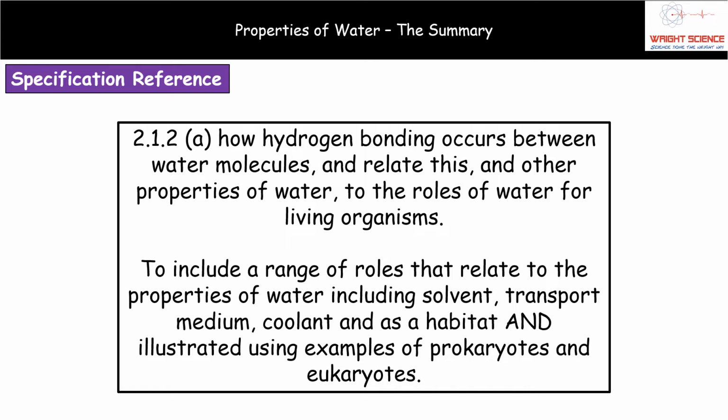Now do note that as far as the specification goes, it also tells you that you need to include a range of roles that relate to the properties of water, including, and it actually lists them for you, solvent, transport medium, coolant, and as a habitat, and illustrated using examples of prokaryotes and eukaryotes. So you can't just talk about one creature is what it's telling you here. You need to know both prokaryotic and eukaryotic examples.